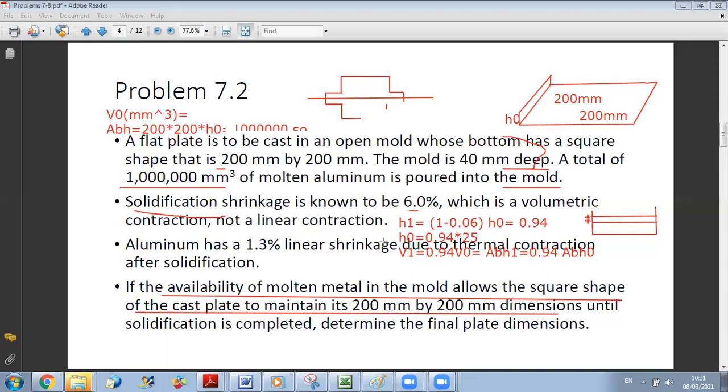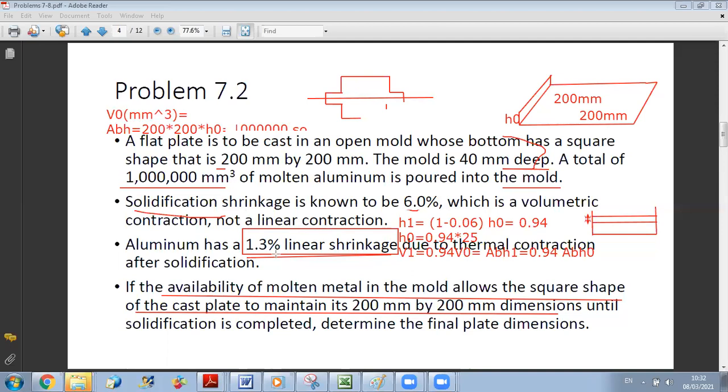Okay. So now, this is the value of the new height after phase 1. So we finished the first shrinkage phase. Now in the second shrinkage phase, which is due to thermal contraction after solidification, we have linear shrinkage. So shrinkage will take place in all dimensions. During the thermal contraction phase, they can give you the linear shrinkage, or they can give you the volumetric shrinkage and you deduce the linear one, because you know that in the final phase, all dimensions will be reduced.